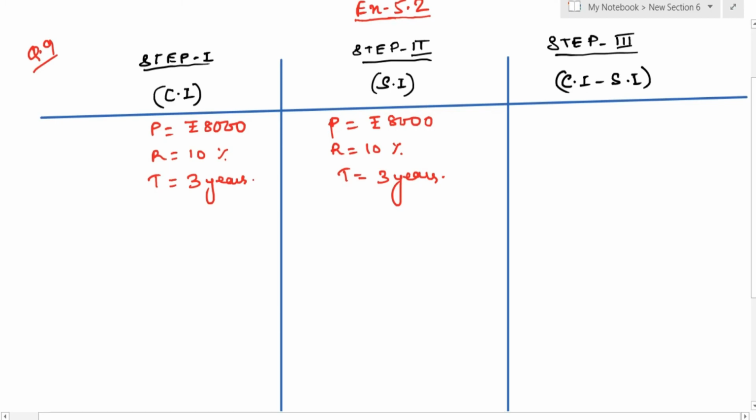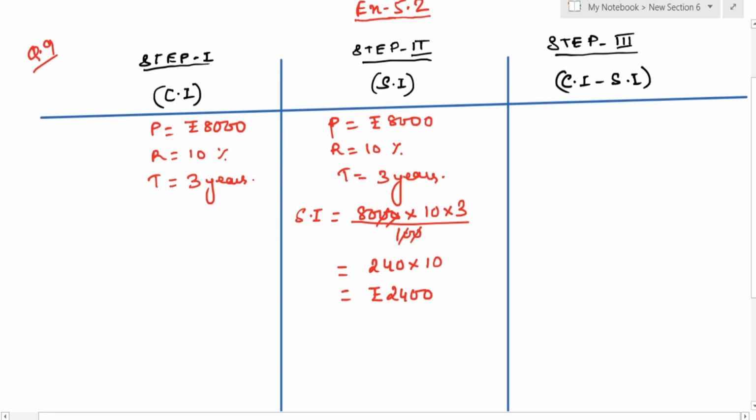So let us first find out the SI amount. The SI amount is 8000 into R into T by 100. Simple. So this 0 0 gets cancelled. Now 8 3s are 24, 240 into 10 is 2400. That comes out as our SI, that is simple interest. When we find the difference between CI and SI, we will know how much gain there is.